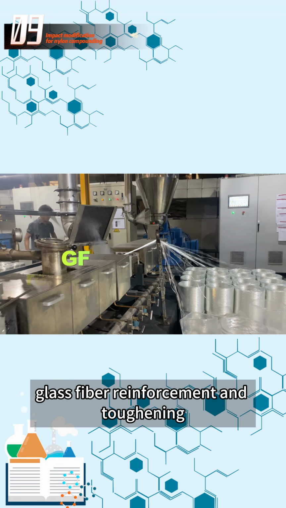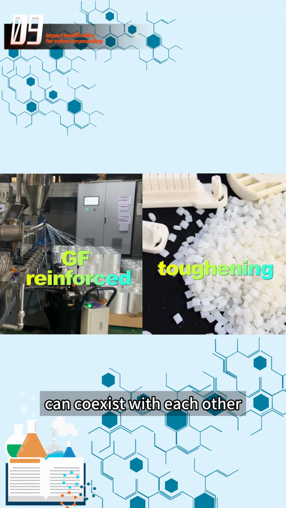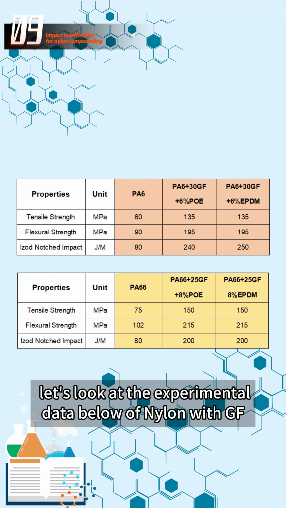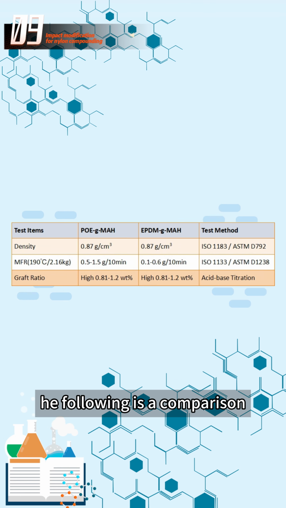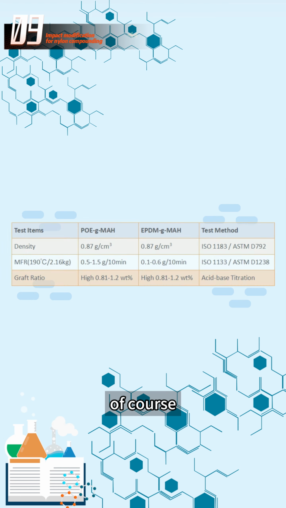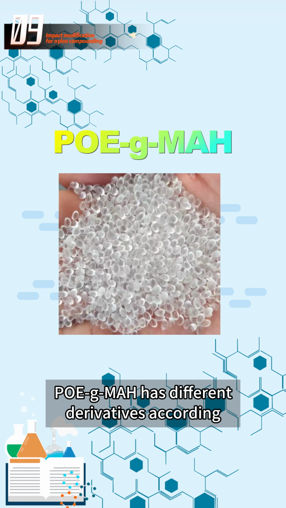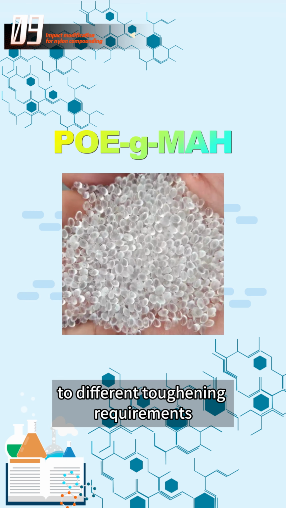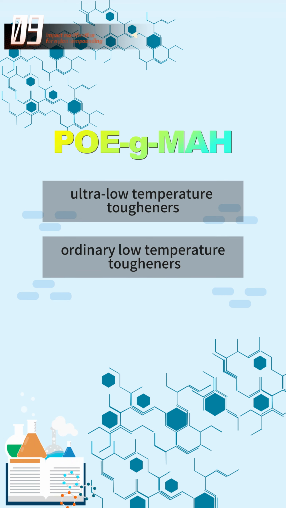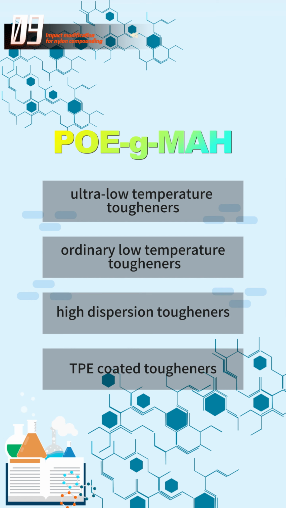As mentioned before, glass fiber reinforcement and toughening can coexist with each other. Let's look at experimental data below of nylon with glass fiber. The following is a comparison of basic parameters of the two nylon tougheners. Of course, POE graft MAH has different derivatives according to different toughening requirements, such as ultra low temperature tougheners, ordinary low temperature tougheners, high dispersion tougheners, and TPE coded toughener.